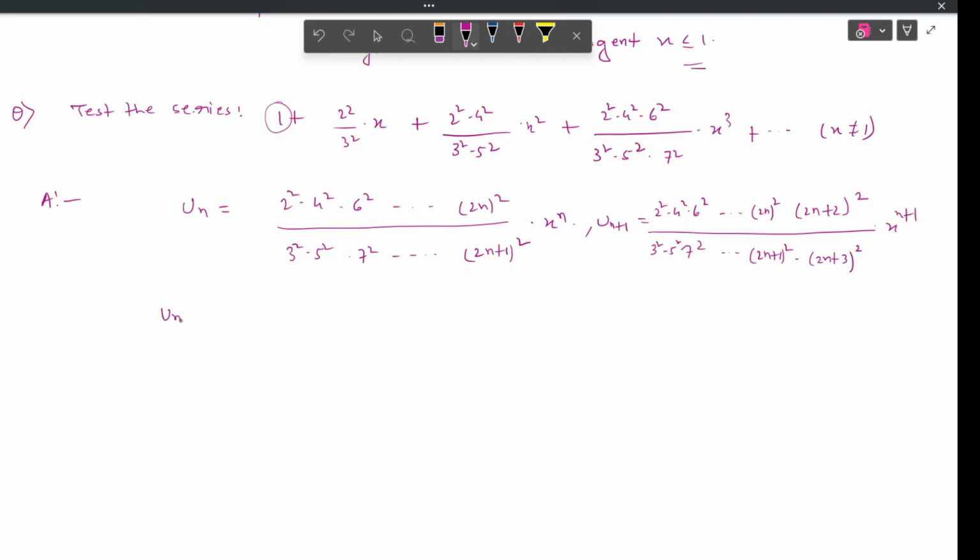So let us find out u of n plus 1 by u of n. So if you divide this thing by this thing, you will get 2n plus 2 square by 2n plus 3 square, because all the terms will cancel out, into x to the power n plus 1 by x to the power n. So it will be x to the power n plus 1 minus n, that will be x.